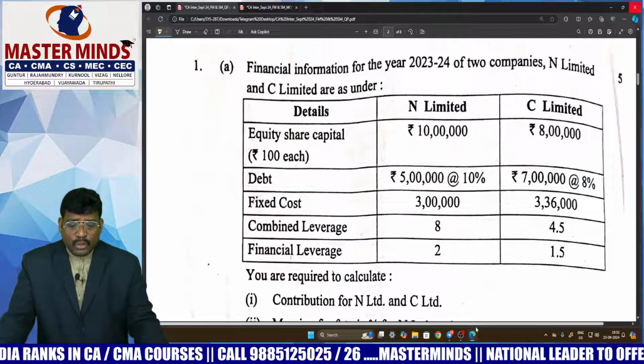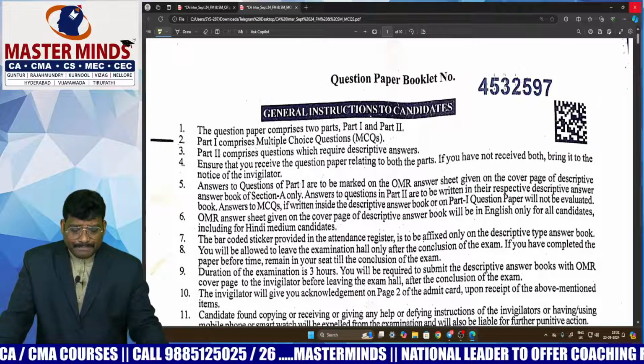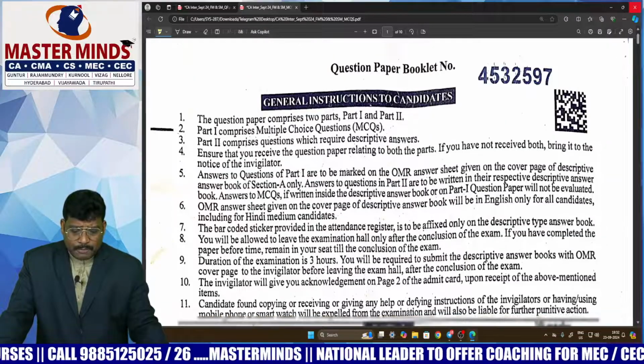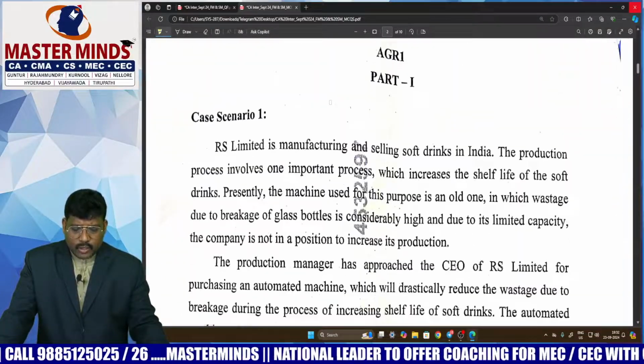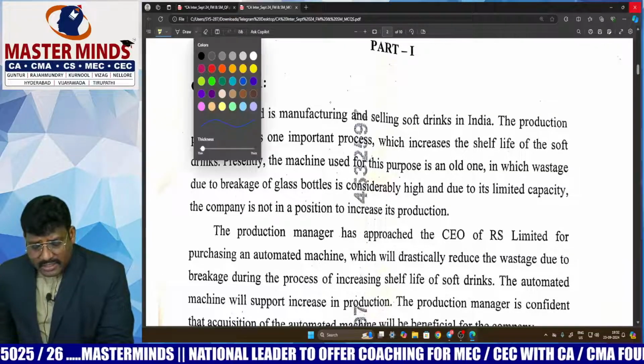Dear students, we know that the question paper consists of two parts. One is MCQs, another one is the comprehensive question. Coming to the MCQs part, this is the question they asked. This is a case scenario based question. You have to answer it compulsorily.